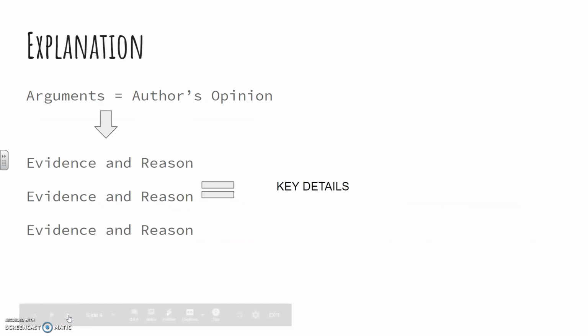Here's an explanation. Arguments equal the author's opinion. Once we have the author's opinion, then we're going to give evidence and reason to back up that author's opinion. That is also known as key details.